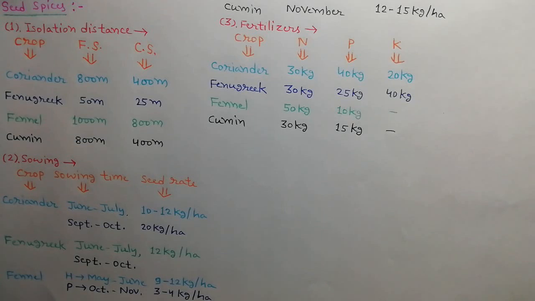For per hectare seed crop, fennel requires 50 kg nitrogen and 10 kg phosphorus, while cumin requires 30 kg nitrogen and 15 kg phosphorus. In both crops, 1/3 of nitrogen and full dose of phosphorus should be applied as basal dose. Remaining 2/3 nitrogen should be applied in two equal splits.